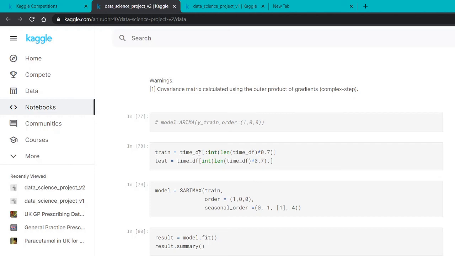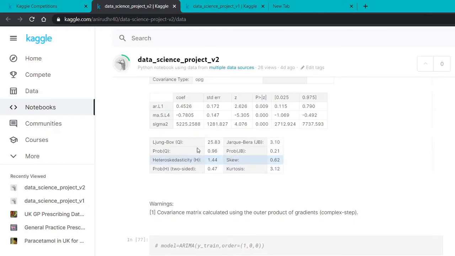Now here we're splitting the time series data set into training and testing. 70% of the data is training and 30% of the data is testing. It is not randomly assigned, since it's time series data, it should be sequential. The first initial 70% is training and the rest 30% is testing. So we take seasonal ARIMA extensible, SARIMAX, and train the model on the training dataset with the given hyperparameters that we got from auto ARIMA.